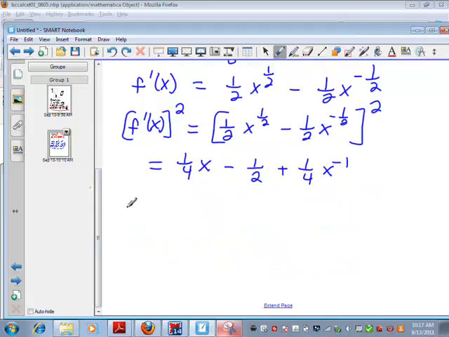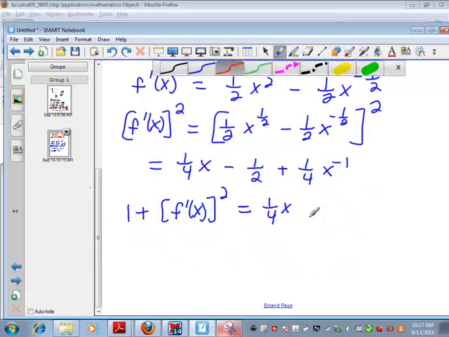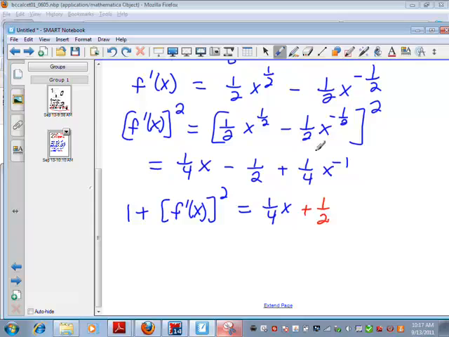Questions about that? 1 plus f prime of x squared. It's this plus 1, and then it's 1/4 x, and again it's plus 1/2, and then plus 1/4 x to the minus 1. Okay. And now we need to take the square root of this.